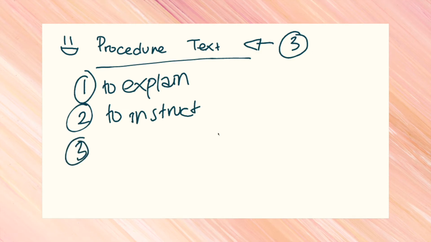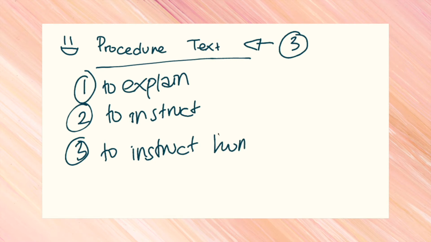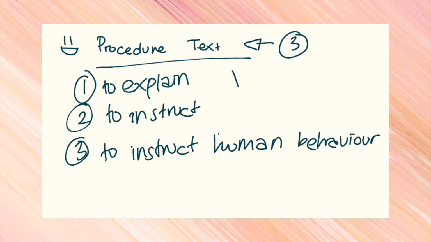And last, or the third, is texts that deal with human behavior. For example, how to live happily, or maybe how to succeed in life. To instruct human behavior. So basically, procedure text is to explain, to instruct, and also to instruct human behavior. Those are the three definitions of procedure text. On to the next one.